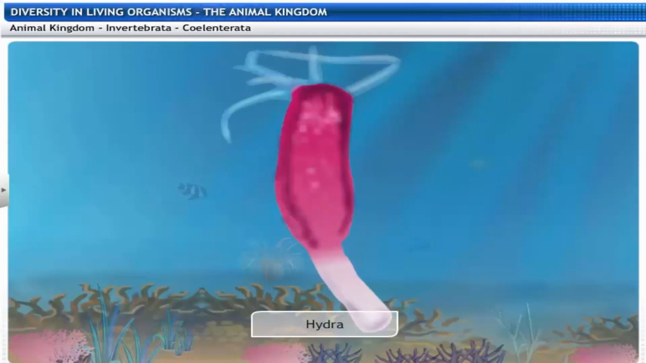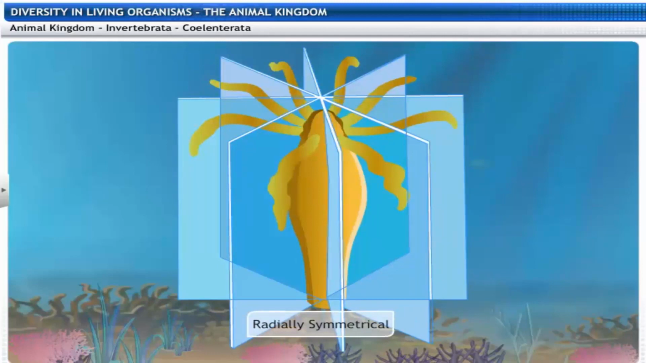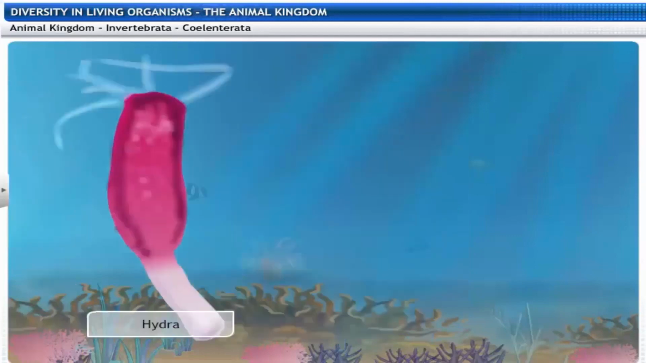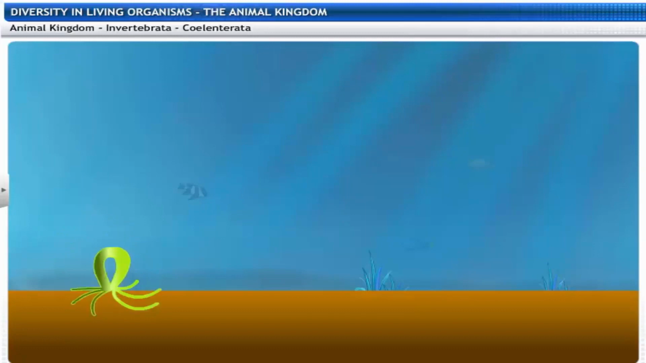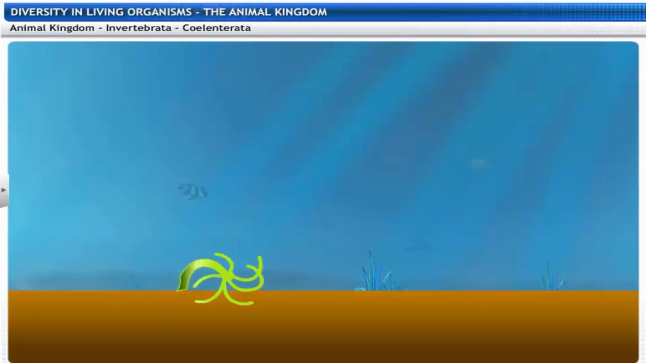Their bodies are radially symmetrical, meaning that all the halves of the body have the same design. Their bodies have outer and inner layers, which enclose a central cavity called the gastrovascular cavity. In hydra, locomotion occurs with the help of finger-like processes called tentacles.